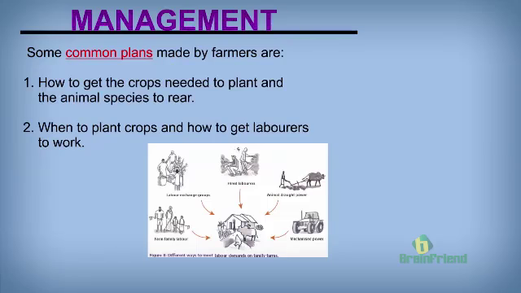In planning, there are several plans that are made by farm managers. For example, a farm manager makes plans on how to get the crops needed to be planted. The type of crop, the species of crops, the quantity, etc. He makes all of those plans. The farm manager also makes plans on when to plant crops and how to get laborers to do the work.